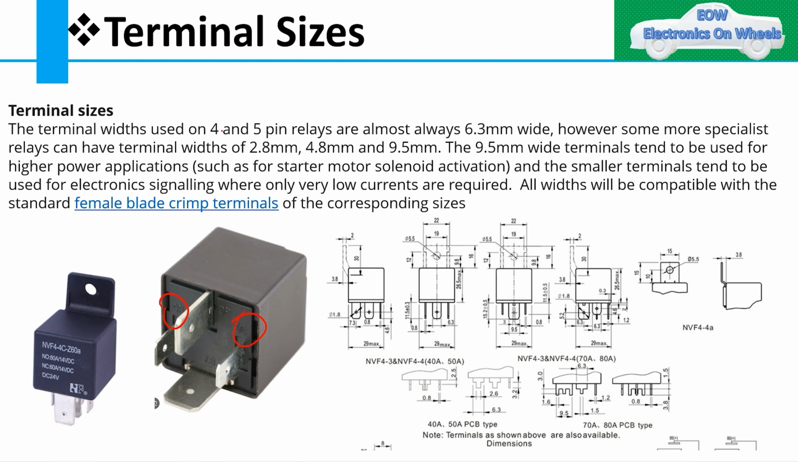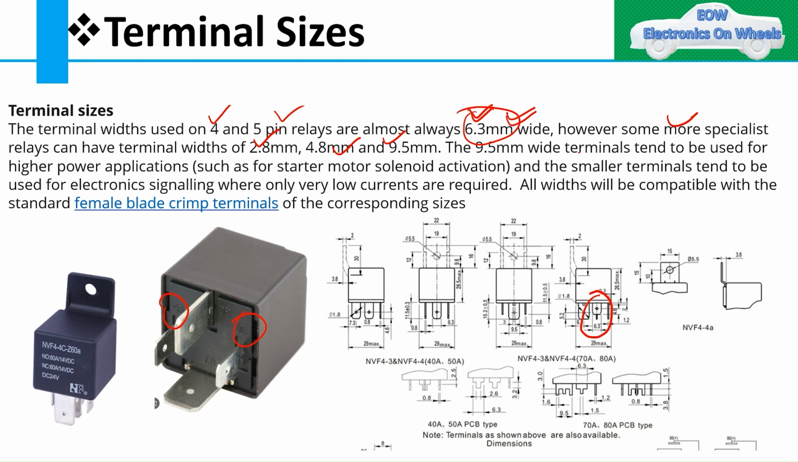The width of 4 pin and 5 pin relay terminals is almost always 6.3 mm. You can see here, this is the width of the terminal. However, some more specialist relays can have terminal widths of 2.8, 4.8, or 9.5 mm. As I already told you, it depends on the power capacity and type of relay. But most of the time you will get a 6.3 mm wide terminal.